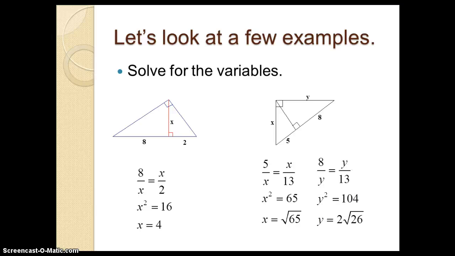Y is the geometric mean of the piece of the hypotenuse, 8, that touches the side, and the whole hypotenuse of 13. So we get y squared is 104. Y is 2 square root 26.